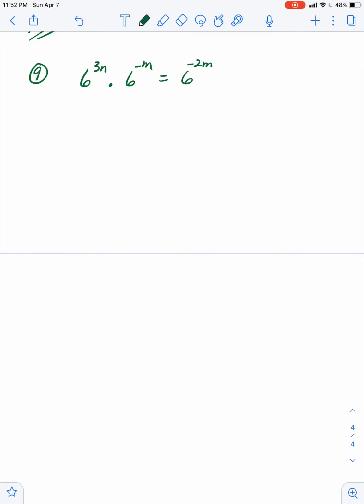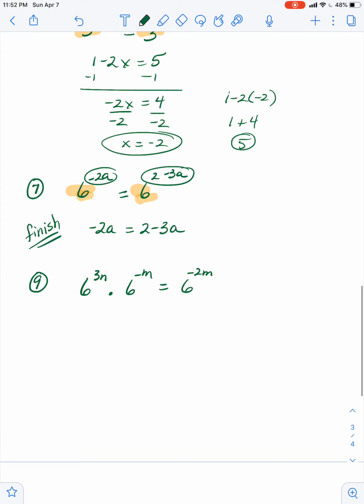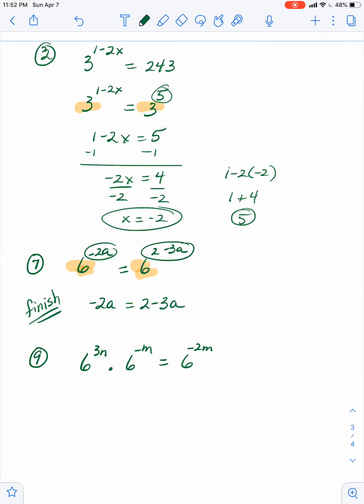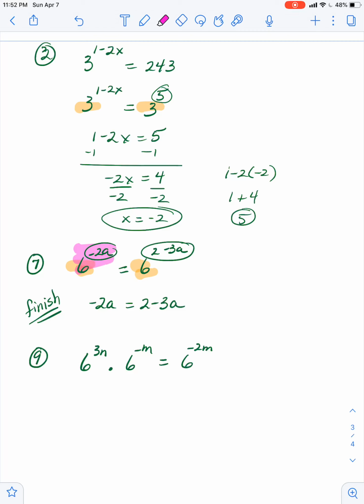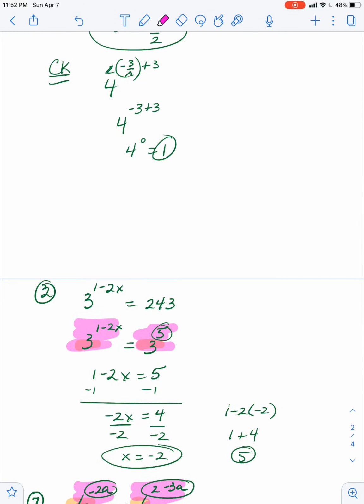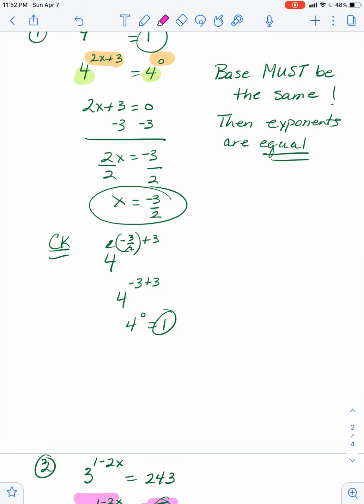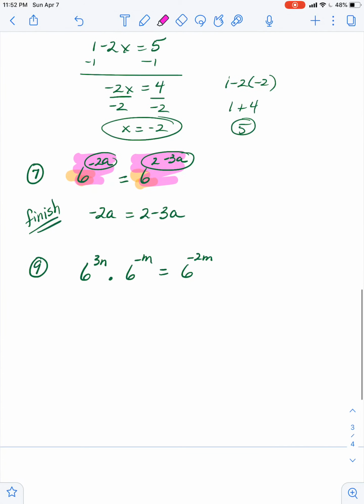Now, let's look back at the ones we did. In each one of these, let me change colors here, I'll do pink. If you notice, I had 1 equal to 1, 1 equal to 1, all of those. When I get down to this one, I now don't have 1, I have 2. So what do you think I need to do to those 2?